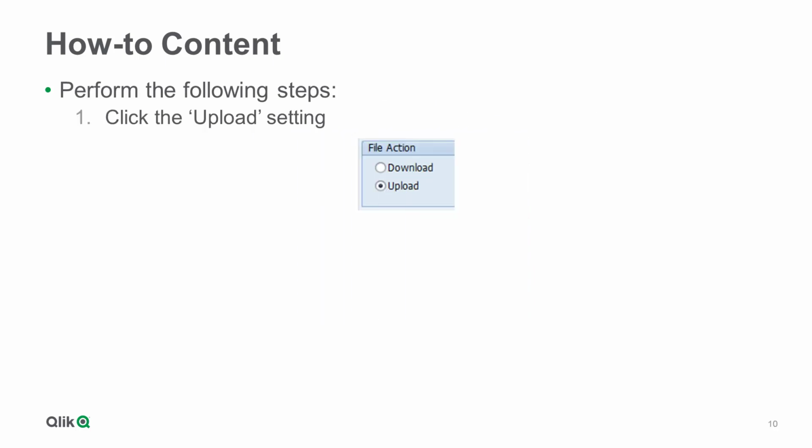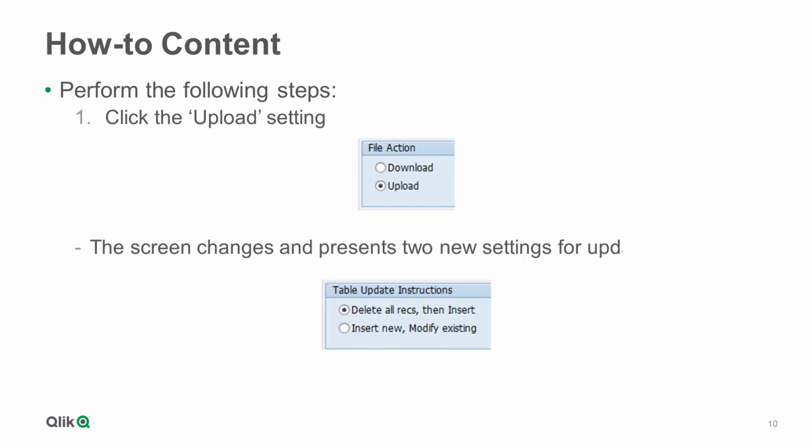Let's assume you now need to import the configuration. Select the upload setting. The screen changes and presents two new settings for update instructions. The default setting is named Delete All Recs, then Insert, which should result in a synchronized copy of the config. If the Insert New Modify Existing setting is selected, this should result in only deltas being performed. Use the default setting unless your organization has configuration unique to that environment, which must remain after import.